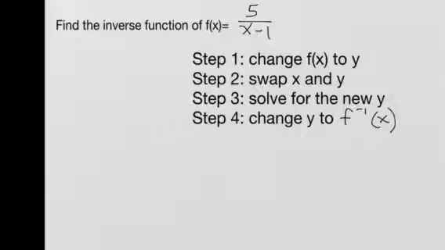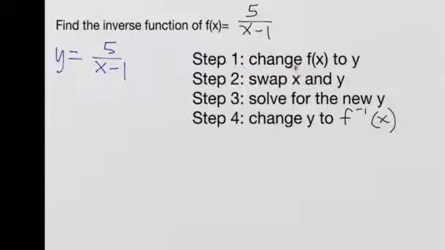So we're asked to find the inverse function of the given function f of x is equal to 5 divided by x minus 1. I've given you the steps below. Step 1 says to change f of x to y. So in our problem, that means that instead of f of x we're going to write this as a y. So we have y equals 5 divided by x minus 1. So that was step number 1.